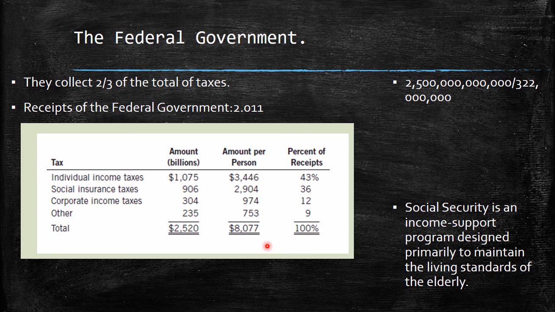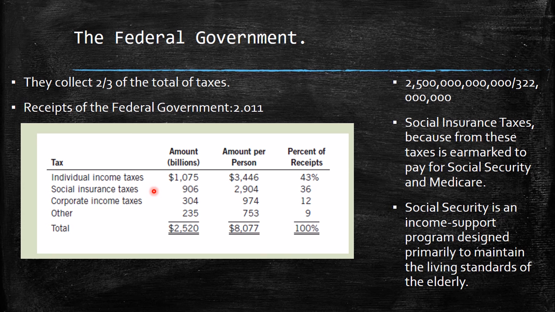And this part is divided into four groups here. The most important one is the individual income taxes. It represents around 43% of the total income for the federal government. This is the individual income taxes.